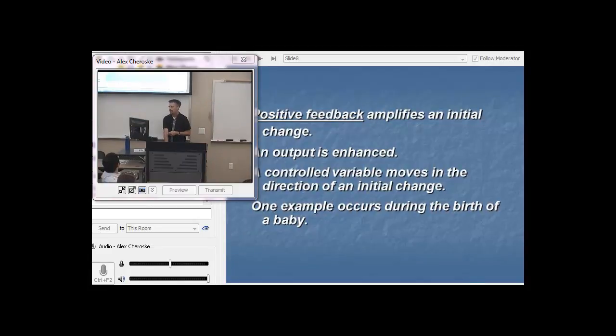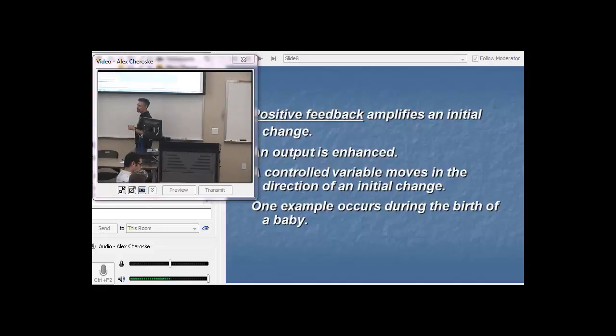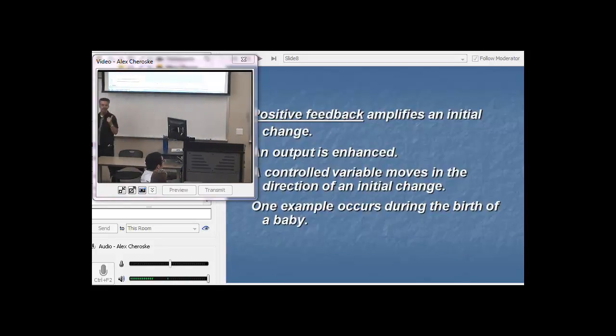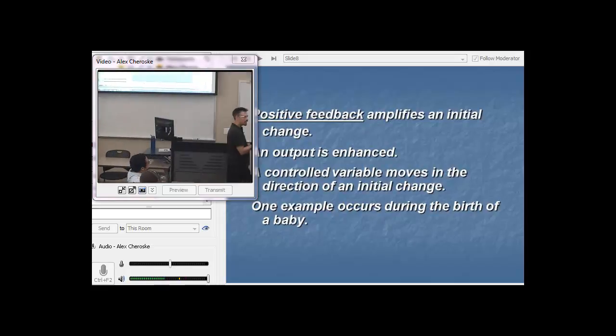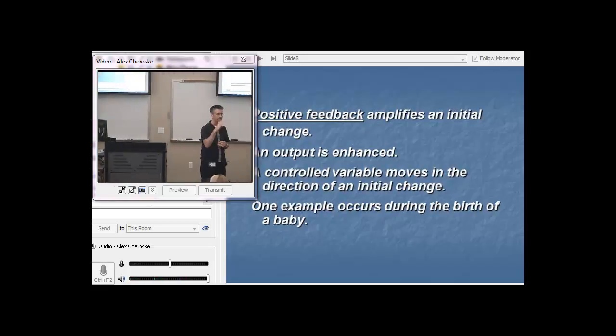Now, positive feedback, in terms of your job, that might be a good thing. But in terms of the body, it's not so good for maintaining an internal condition. Positive feedback, by definition, amplifies an initial change. So an example of that would be like in your house. Say the temperature in the house during the day starts to heat up. It starts to get like 80, 85 degrees.